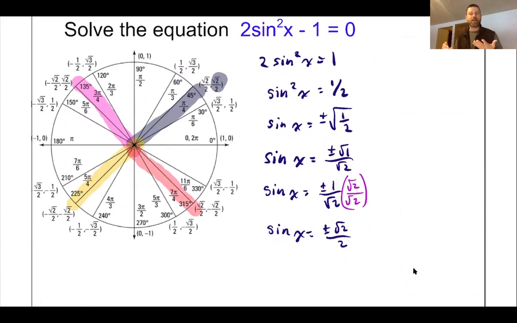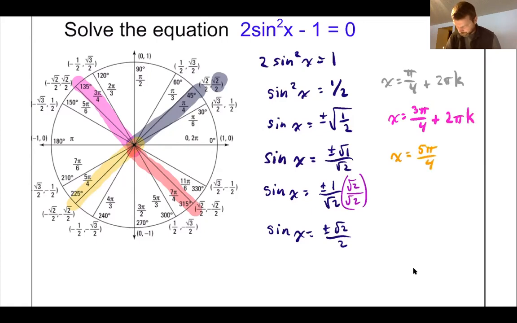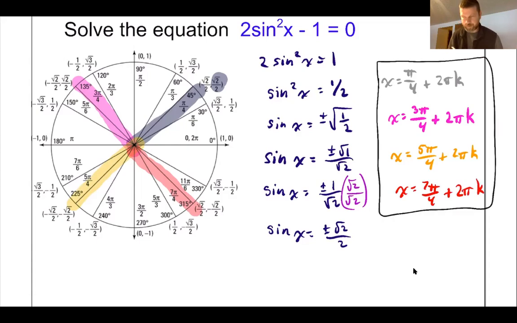Now, again, you can feel free to write all 4 of those answers separately if you prefer. So if you wanted to do that, list them all out and say plus a full circle. So your answers would be pi over 4 plus 2 pi k, 3 pi over 4 plus 2 pi k, 5 pi over 4 plus 2 pi k, and 7 pi over 4 plus 2 pi k. That is just fine. You can write them all out.